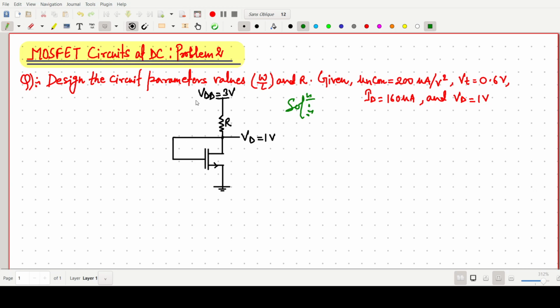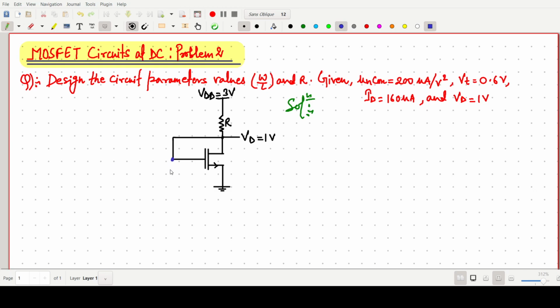In this circuit, we have to design the circuit parameters. Basically, we have to find the W by L ratio and R. The given values are mu n COX, the threshold voltage Vt, the drain current ID of 160 microampere, and VD of 1 volt. So we have to find the value of W by L and R.